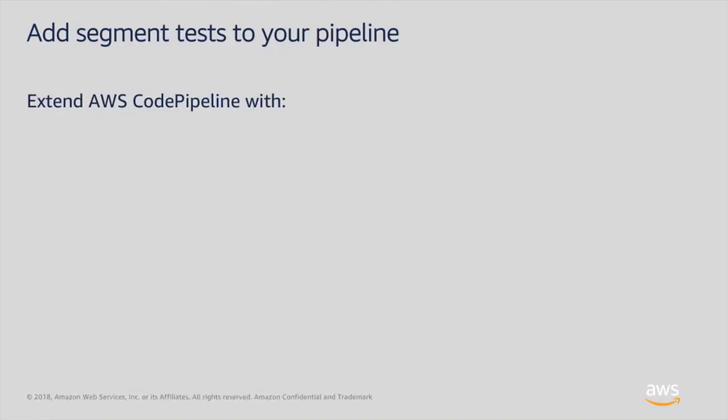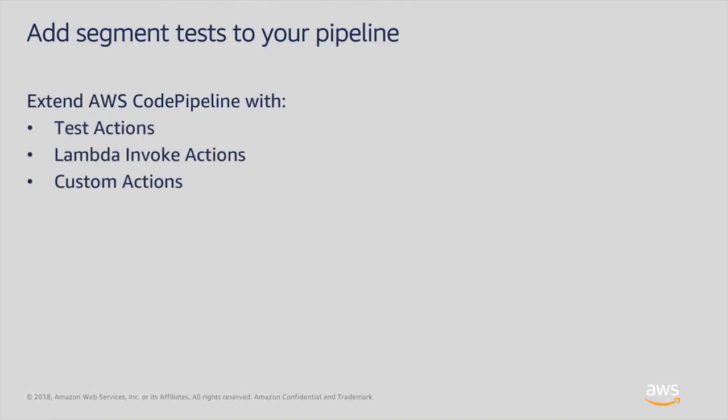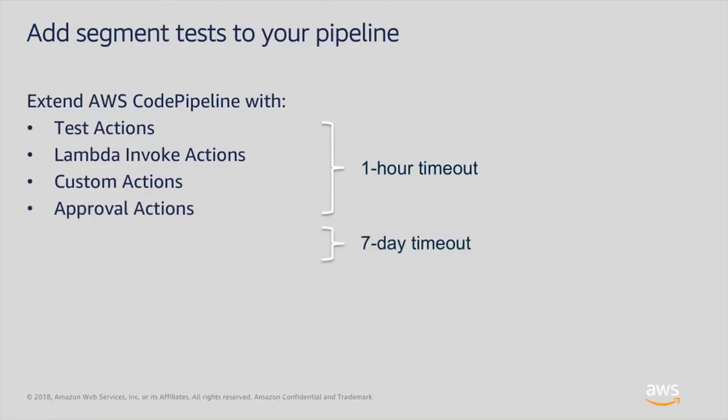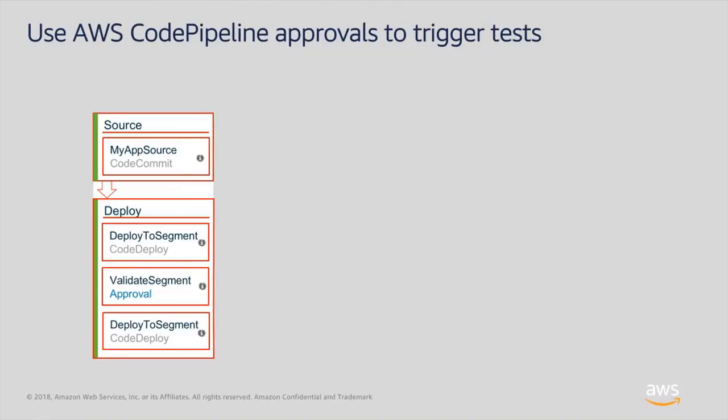So we're going to need to extend CodePipeline to be able to accommodate this. Some of the reasons for that is we've got various actions that we can use today, like test actions, Lambda invoke actions, and custom actions. But all these have a 1 hour timeout. So for any step that we're going to have to do some validation on, or that we want to extend, we can look at approval actions as an example. Say we want to release this to the next tier. We don't necessarily want to be limited by 1 hour. We want to go a little bit beyond that. We're going to look at approval actions, which have a 7-day timeout.